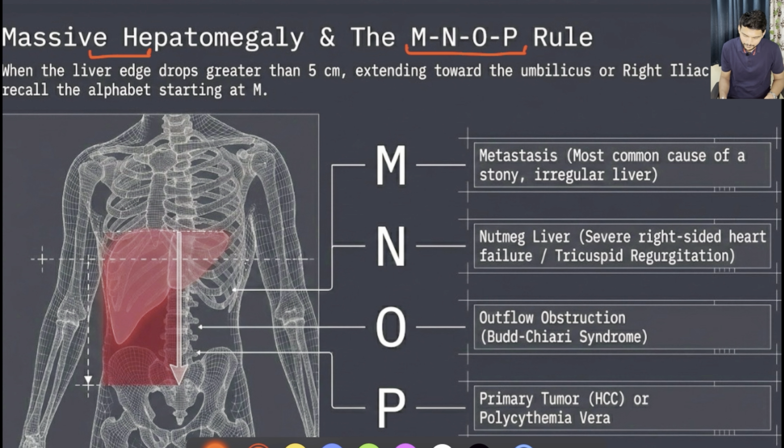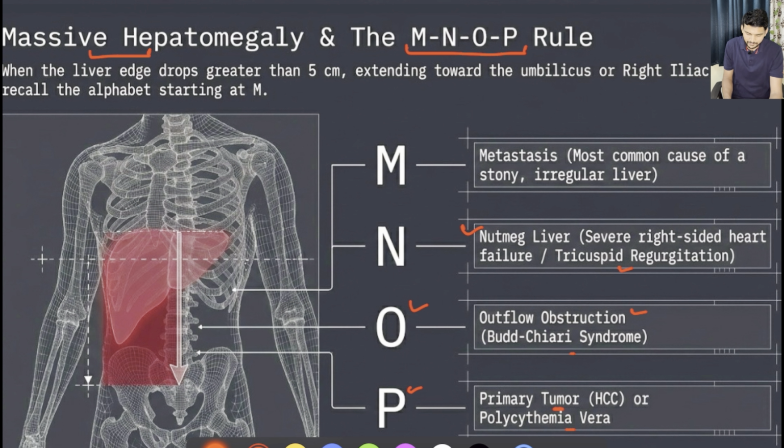So M stands for metastasis, N is nutmeg liver, that is nothing but right-sided heart failure or tricuspid regurgitation. If it is severe, it can lead to massive hepatomegaly. Whereas O stands for outflow obstruction, for example Budd-Chiari syndrome, and P is primary tumor, that is hepatocellular carcinoma or polycythemia vera.